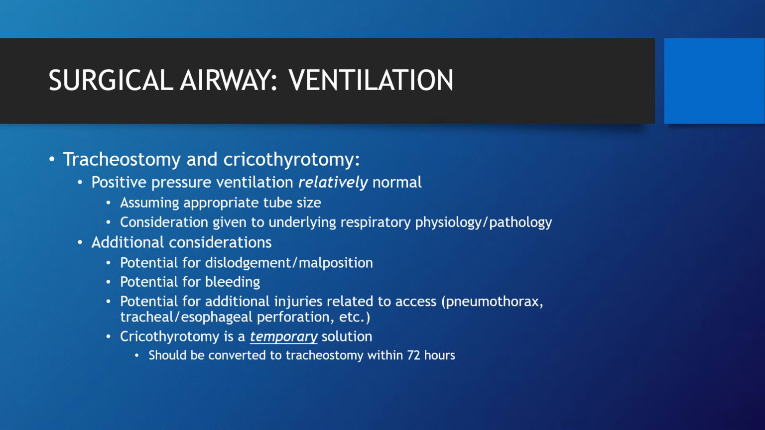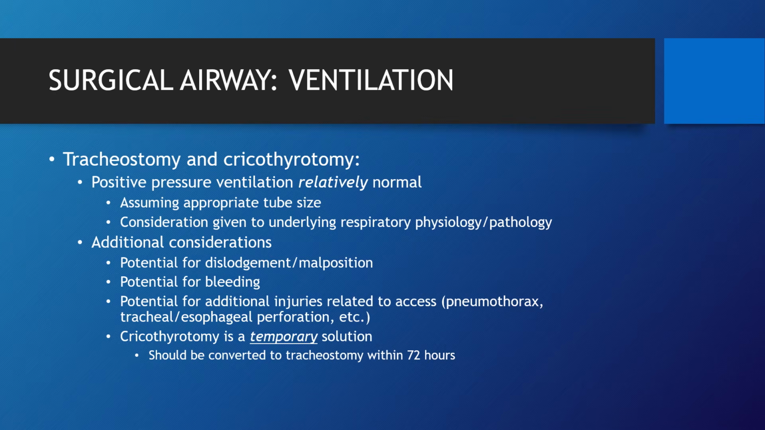So finally, we'll talk about ventilation techniques for surgical airways. If you have a tracheostomy or a cricothyrotomy, ventilation with positive pressure ventilation should be fairly similar to that with a regular endotracheal tube, assuming that you have the appropriate tube size and with all due consideration given to the underlying respiratory physiology and pathology of the patient.